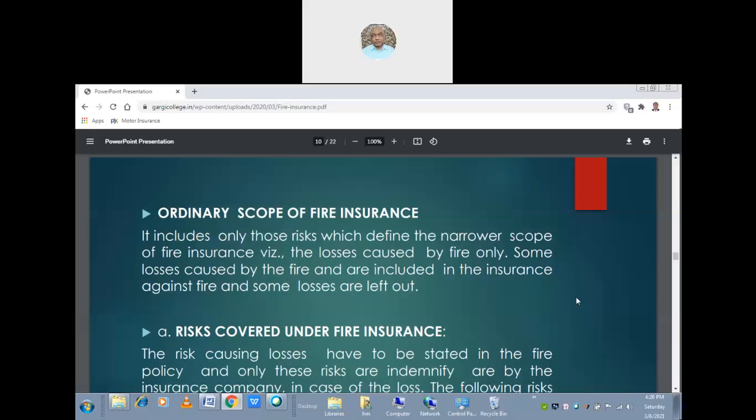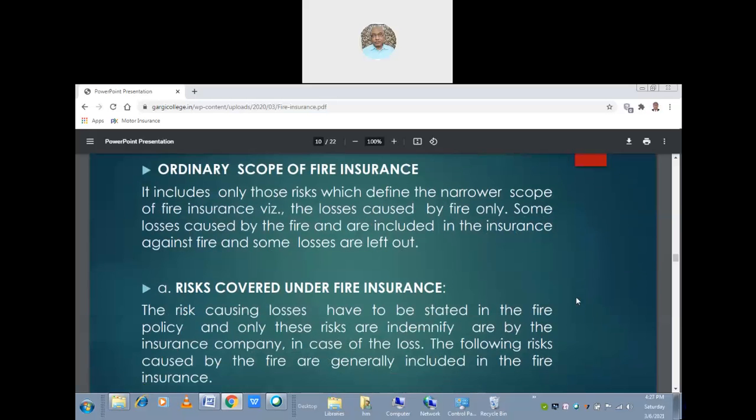It includes only those risks which define the narrower scope of the fire insurance, that is, the losses caused by the fire only. Some losses caused by the fire are included in the insurance against the fire, and some other losses are left out, whether arising directly from the fire or from the ignition, the light, the combustion or the natural calamities, which is clearly mentioned in the deed. This is one type of insurance, called the ordinary scope of fire insurance.